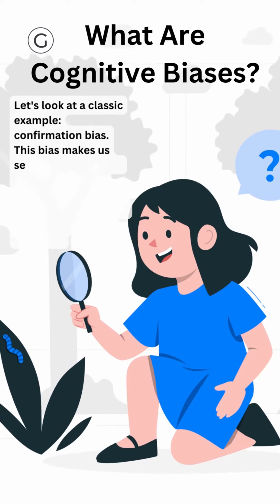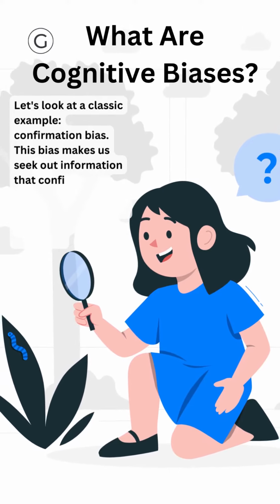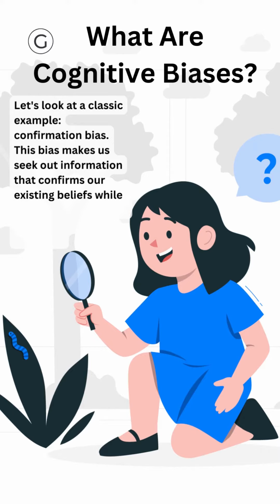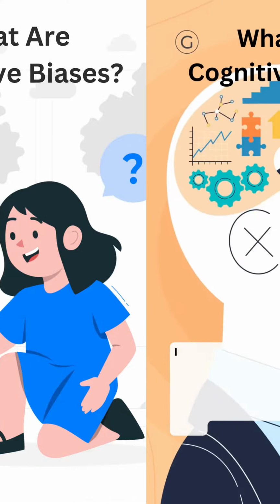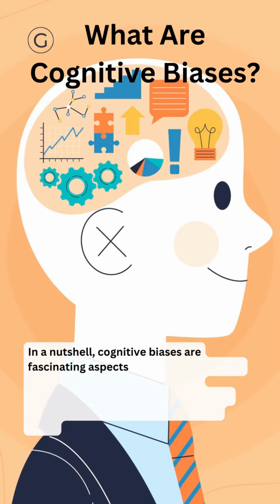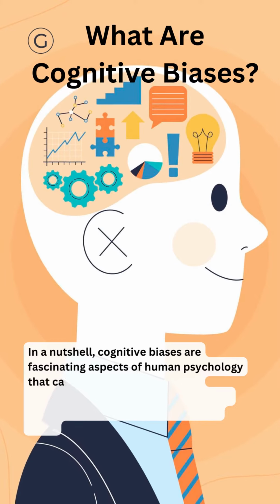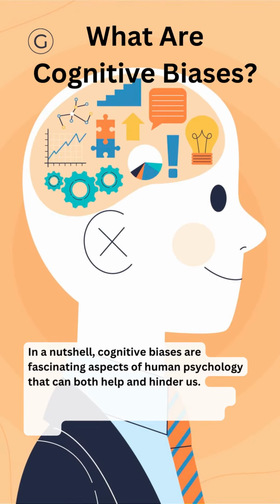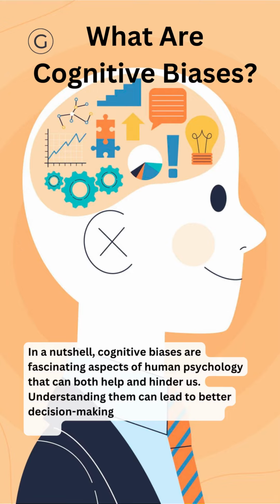Confirmation bias. This bias makes us seek out information that confirms our existing beliefs while ignoring or dismissing contradictory evidence. In a nutshell, cognitive biases are fascinating aspects of human psychology that can both help and hinder us. Understanding them can lead to better decision making and critical thinking skills.